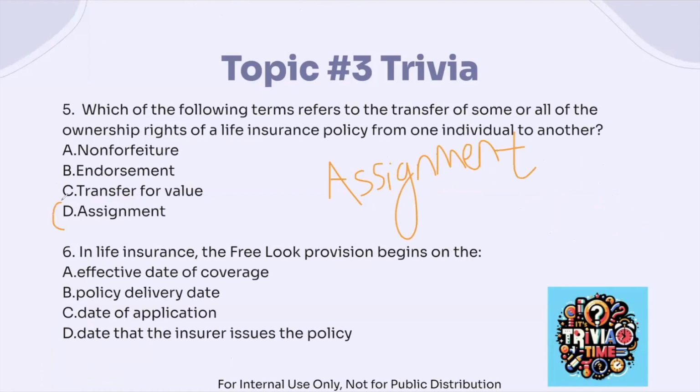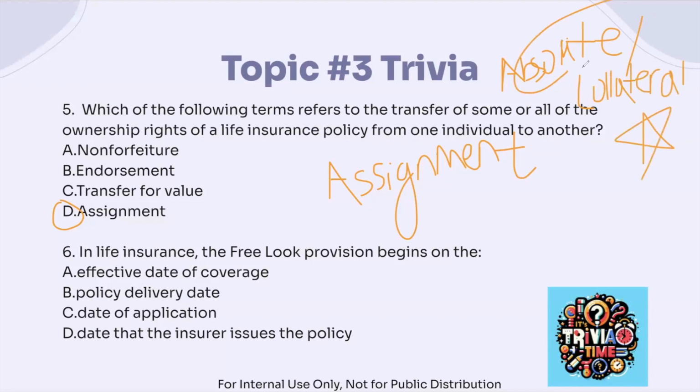Right? Assignment provision. And remember, we had the absolute assignment and we also have the collateral assignment. So please pay attention to that. Types of assignment.